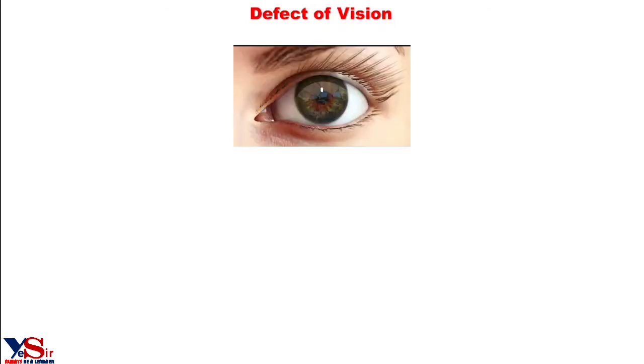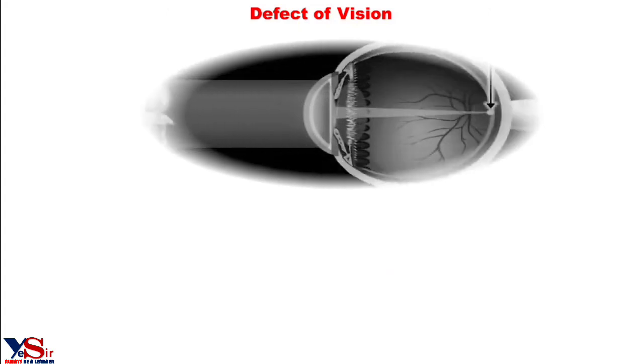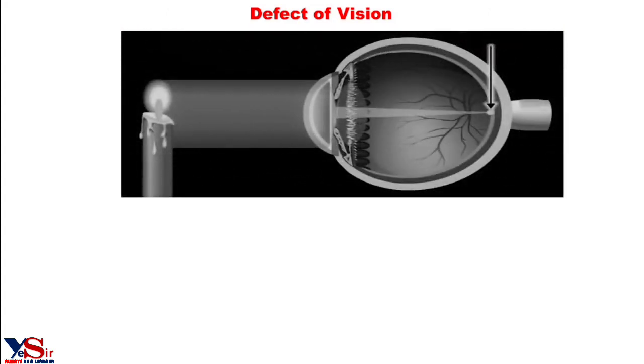Now we understand what a defect of vision is. The ability to see is called vision. We know this. In order to see clearly, the light from the object must get focused on the retina as shown in this figure. If it doesn't, the object becomes blurred and we are not able to see. This inability to see is called a defect of vision.